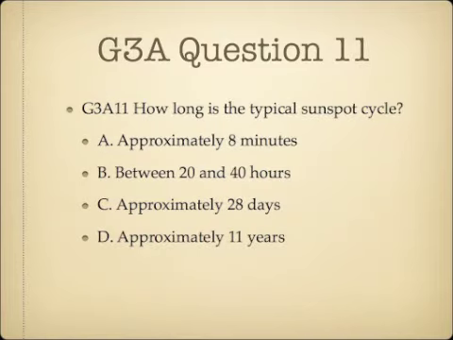Question 11. How long is the typical sunspot cycle? A. Approximately 8 minutes. B. Between 20 and 40 hours. C. Approximately 28 days. Or D. Approximately 11 years.